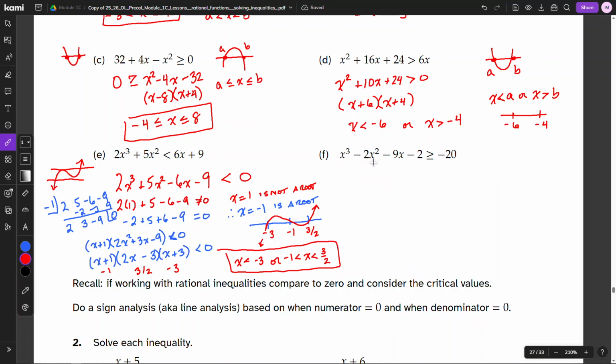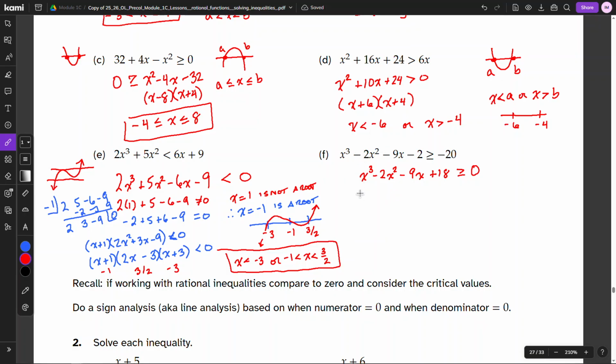X cubed minus 2x squared minus 9x minus 2 is greater than or equal to negative 20. So same thing. Let's rewrite this. X cubed minus 2x squared minus 9x, add 20, so that's going to be plus 18. That's going to be greater than or equal to 0, right? And while the last one didn't factor by grouping well, it looks like this one possibly might.